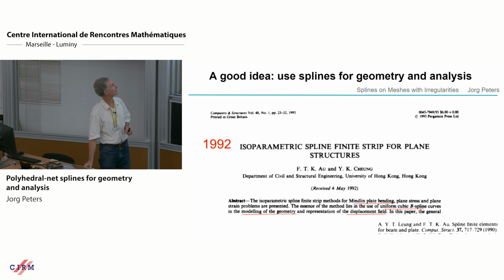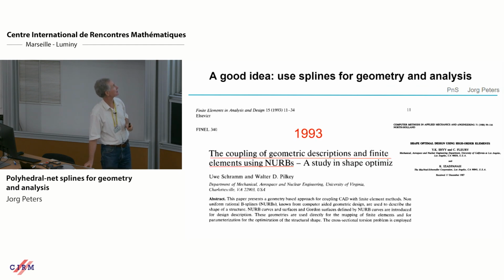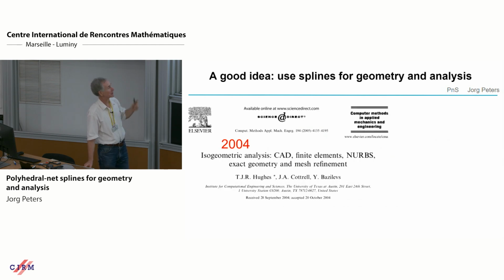So then 1992, there's isoparametric spline finite strip for structures, coupling of geometric description using NURBS. And then in 2004, there's a paper that says we should use splines for both geometry and analysis. And it has a very catchy name, which from now on I will use here also, IGA, isogeometric analysis. And again, this is not mathematical analysis, it's engineering analysis. So we're talking Galerkin's method, that kind of finite elements.